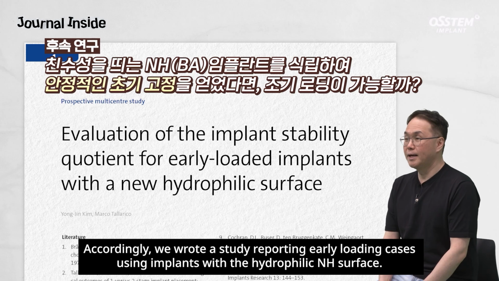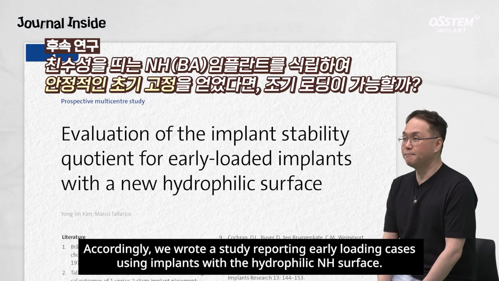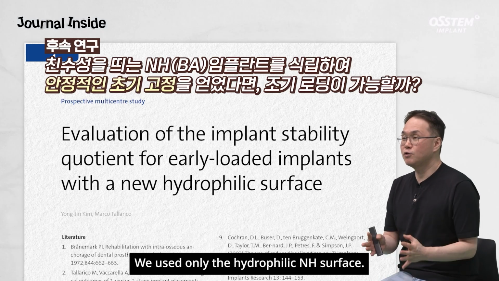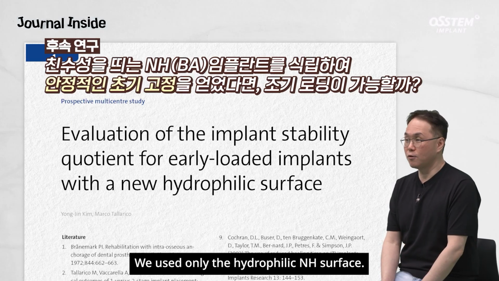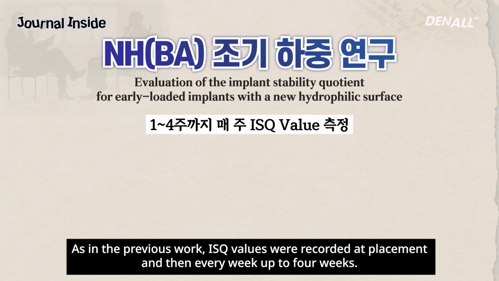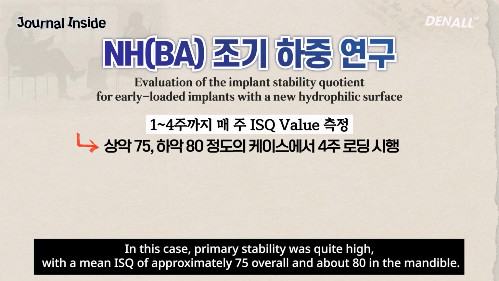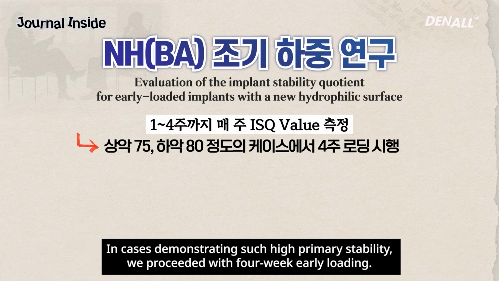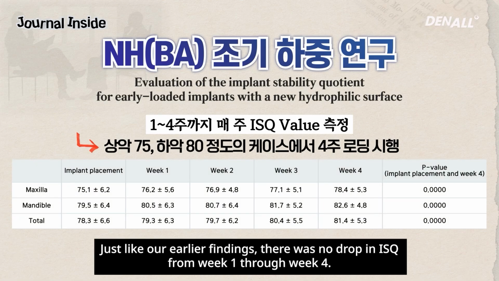Accordingly, we wrote a study reporting early loading cases using implants with the hydrophilic NH surface. This was not a comparative study. We used only the hydrophilic NH surface. As in the previous work, ISQ values were recorded at placement and then every week up to 4 weeks. In this case, primary stability was quite high, with a mean ISQ of approximately 75 overall and about 80 in the mandible. In cases demonstrating such high primary stability, we proceeded with 4-week early loading. Just like our earlier findings, there was no drop in ISQ from week 1 through week 4.